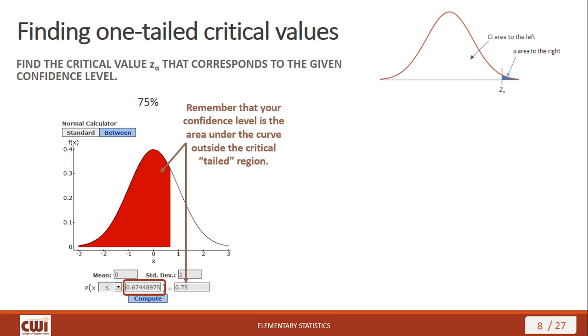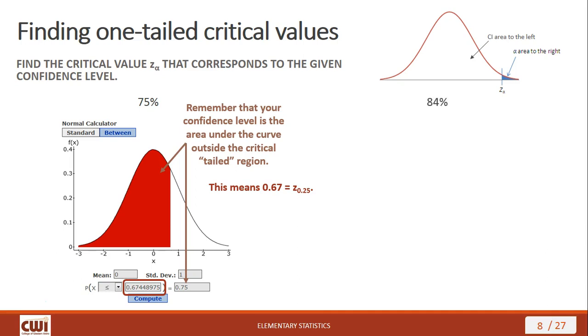Just remember that your critical area alpha is the tail region on the right, and the confidence level area is on the left. So in effect, this means that 0.67 is our critical value, z sub 0.25. Remember, alpha is the area in the tail, so z sub 0.25.